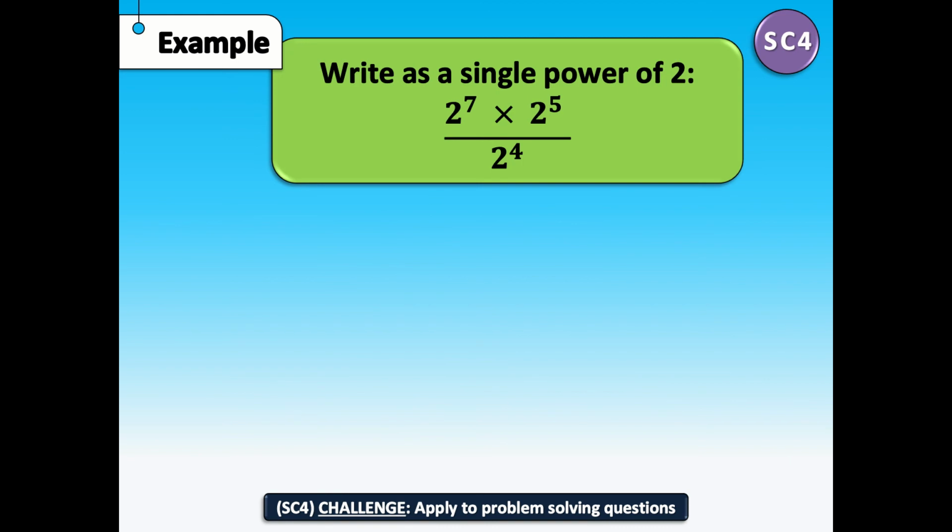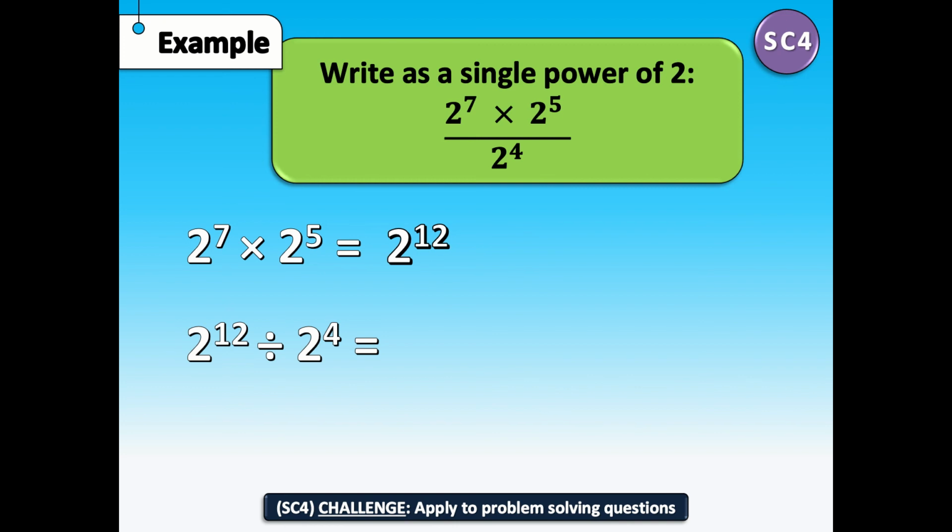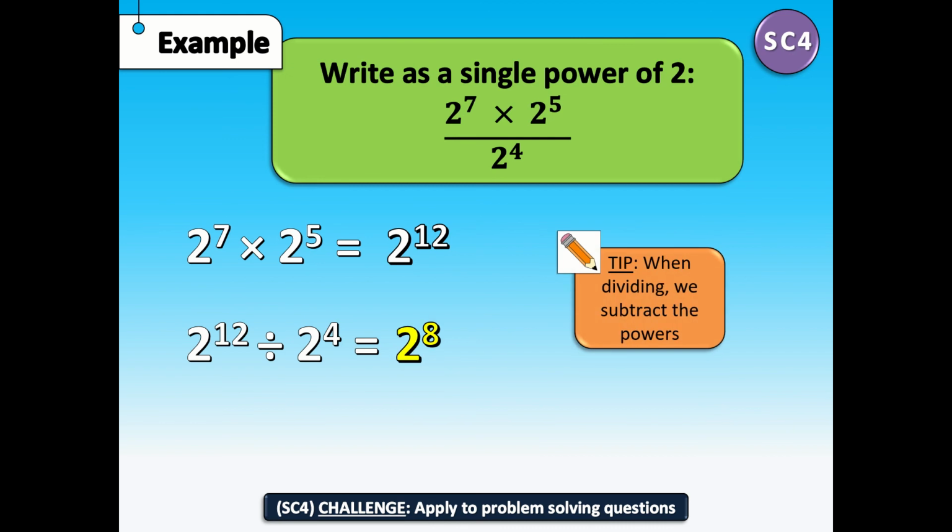Again, we want to write this as a single power of 2. So 2 to the power of 7 times 2 to the power of 5 is 2 to the power of 12. Remember, just add the powers together. And then this means divided by 2 to the power of 4. So when we divide, we subtract the powers. So 12 take away 4 is 8. So our final answer is 2 to the power of 8.